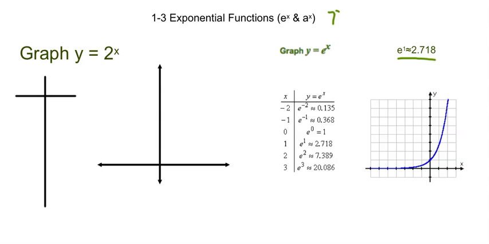A could be used as any number. For instance, 7 to the x, so a is 7. 3 to the x, so a is 3. It's anything brought to the power of x. That's what we're using as a.